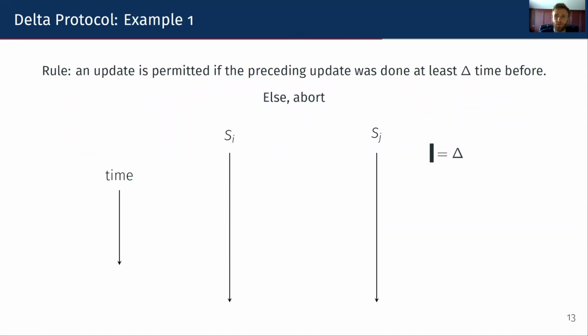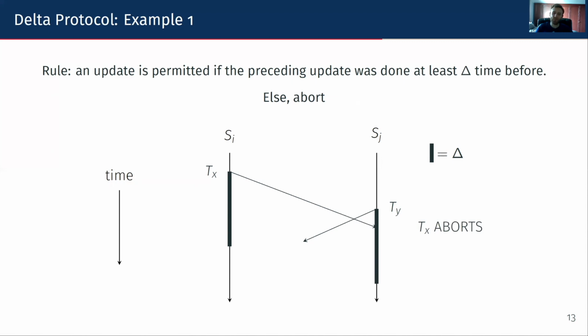Let's look at an execution of the protocol. In this example, thick black lines represent the parameter capital delta, which we assume has been obtained by estimating the network delay between servers I and J as described in the previous slide. Transaction X starts at server I and begins traversing the network to server J. Transaction Y starts at server J and begins traversing the network to server I. When transaction X arrives at server J, transaction Y's update is within delta, so transaction X is aborted. When transaction Y arrives at server I, there is no update within delta, and therefore transaction Y succeeds. In this execution, reciprocal consistency has been preserved.